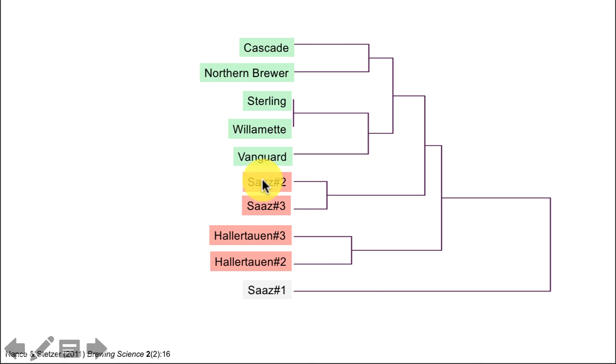First, there's variation among individuals. Note that the Saaz samples diverge from one another, sometimes dramatically. Second, there's order. Yes, the noble hops fall into a single group, while Cascade, Willamette, and the rest fall into another. But recall that this organization is based not on preconceptions or prior knowledge, but on volatiles composition.